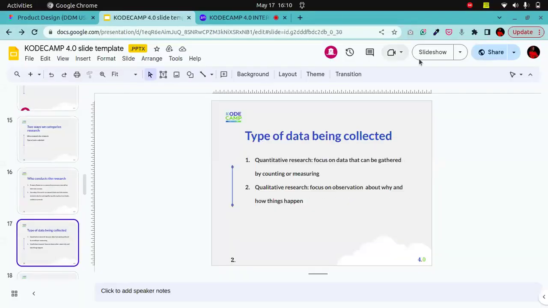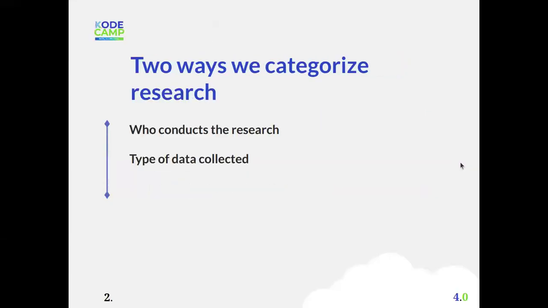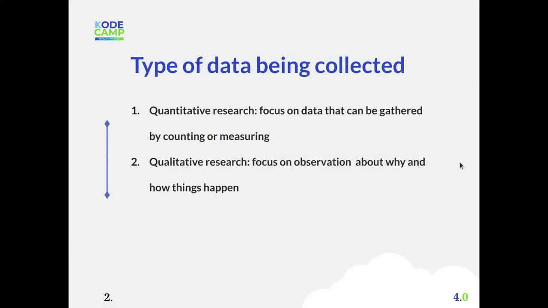Remember that we said that there are two ways to categorize research: who conducts the research and the type of data being collected. So I've already talked about who conducts the research, which is primary research and secondary research. Then we have the type of data being collected: quantitative research and qualitative research. Quantitative research is often based on surveys of large numbers of people using numeric answers. Most times you might want to know the statistics of people facing a particular problem before you start designing. So the best research to do is quantitative, because that one gives you the percentage of people.